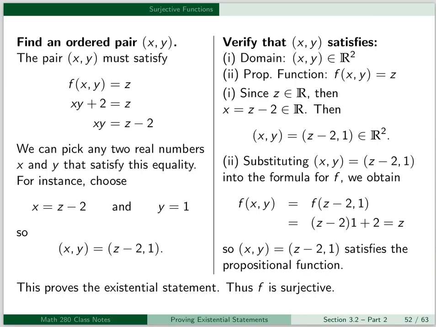So the procedure in this example is pretty much the same as the procedure in the earlier example, just that the function is a little bit more complicated since it's mapping ordered pairs into real numbers as opposed to just a real number into a real number.